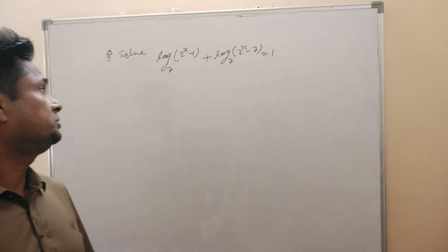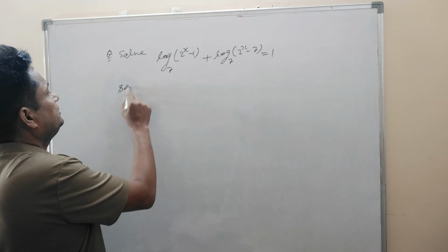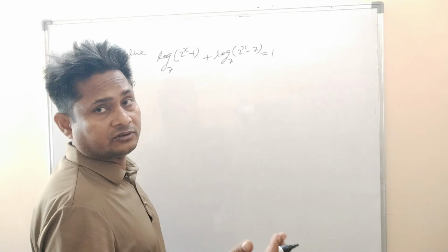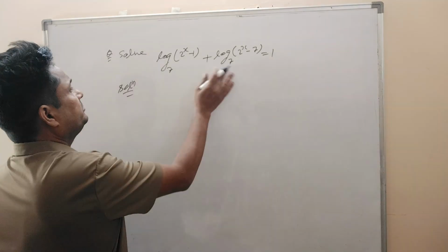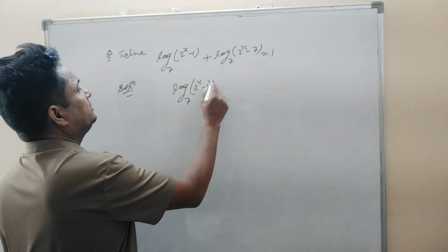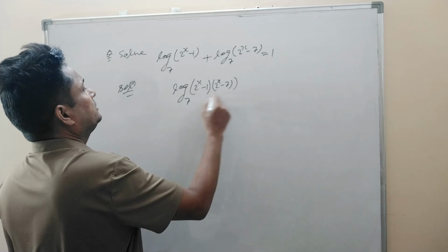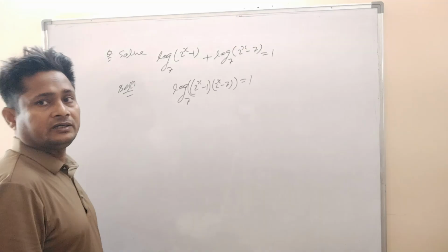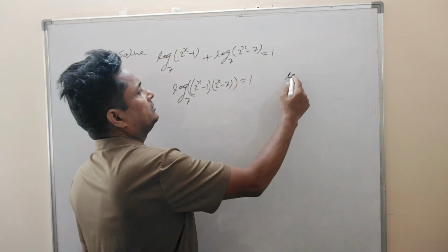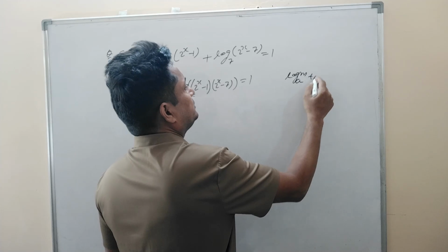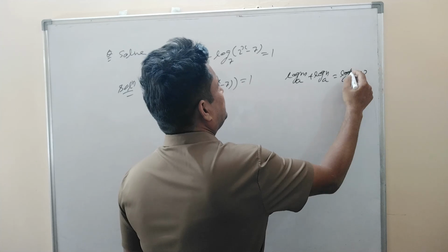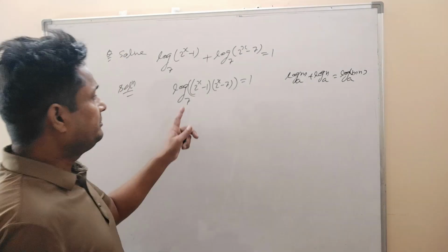Now let's solve this question. How will you solve this? Use this property: log m plus log n can be written as log of m into n. So this can be written as log base 7 of (2 to the power x minus 1) into (2 to the power x minus 7) is equal to 1. By using the log property, log m base a plus log n base a can be written as log mn base a. Now eliminate the log from here.